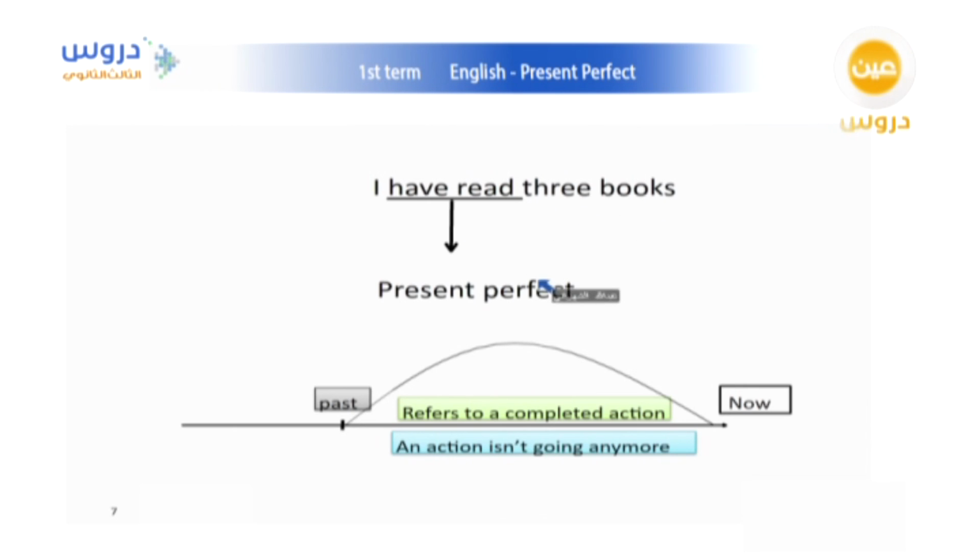Here is an example. I have read 3 books. This is the present perfect simple. We show past and now, so it starts from the past until now. The action is not going on anymore. This is a difference between the present perfect simple and the present perfect progressive. It refers to a completed action. So it started in the past and is completed now. So, I have read 3 books.